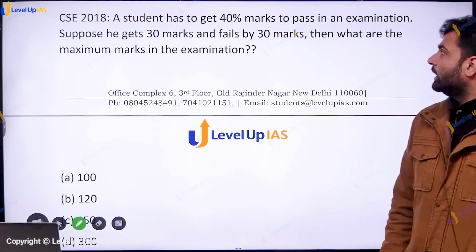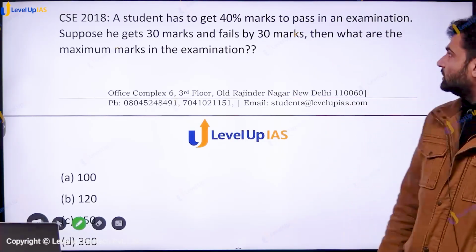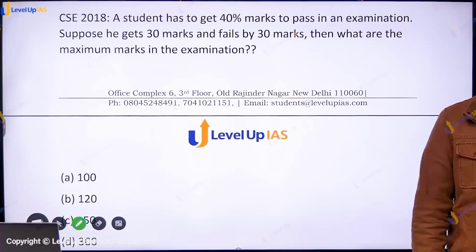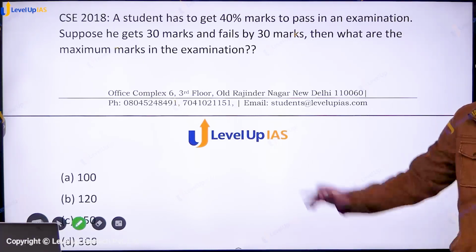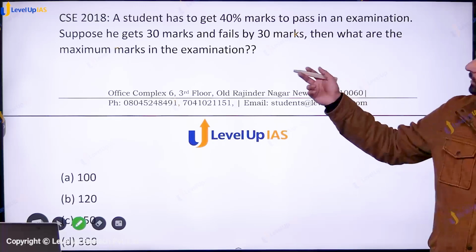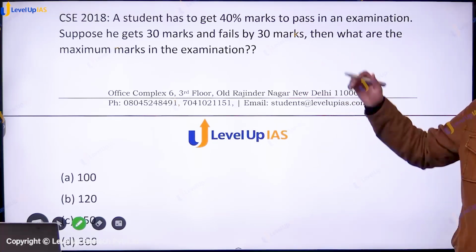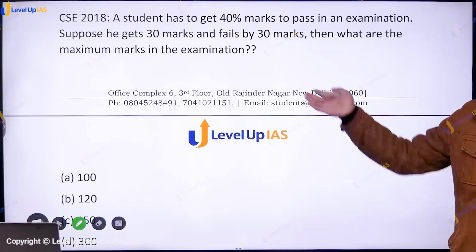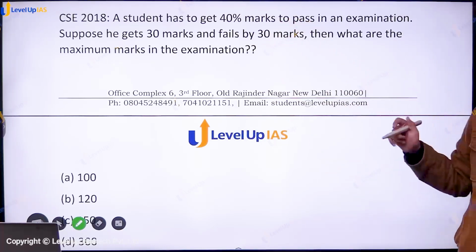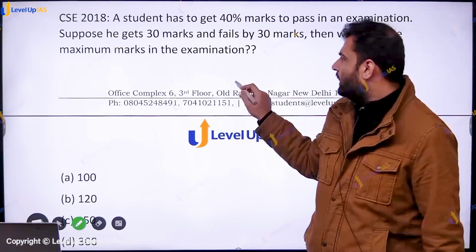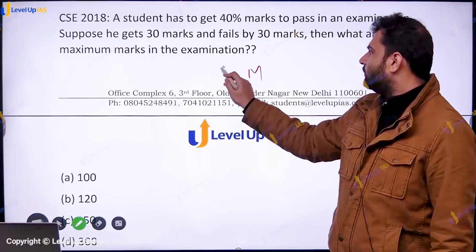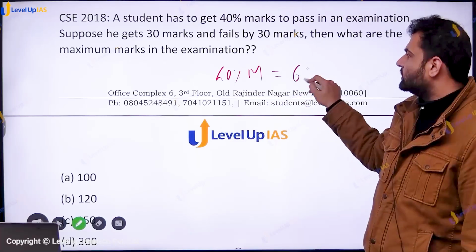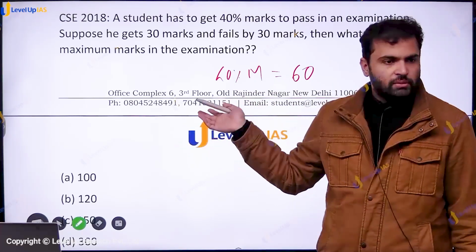The student has to get 40% marks to pass in an examination. Suppose he gets 30 marks and fails by 30 marks. So what is the passing marks? 60 marks is passing. So that is 40%. Then what are the maximum marks? Let maximum marks be M. 40% of that, which is passing, is equal to 60. Solve for M. What is the maximum marks?